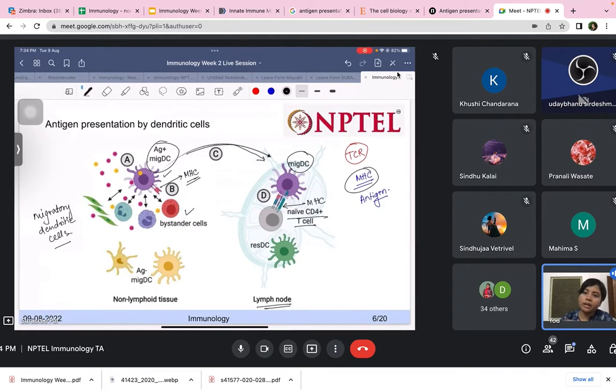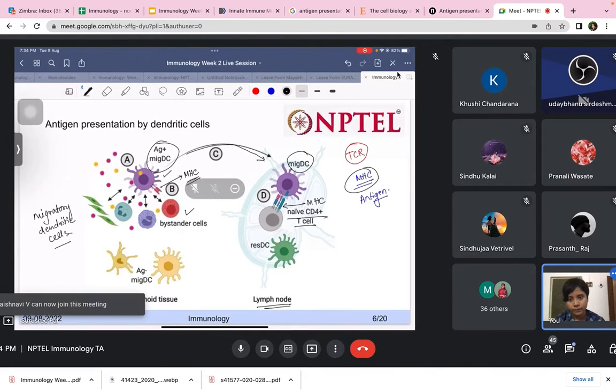So this is something that is common between dendritic cells as well as other types of cells which also present their antigen, the other types of antigen presenting cells which also present their antigen via MHC to the T cell receptors.